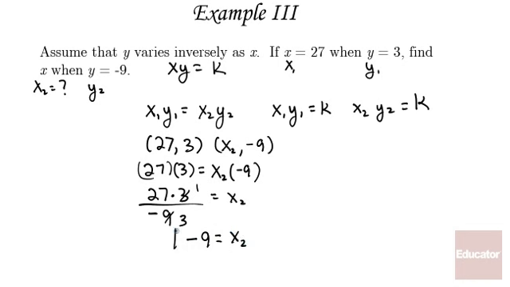And I determined this using the product rule, which tells me that the product of one set of points is equal to the product of the second set of points. So if I have 3 of the 4 points, I can find the 4th point.